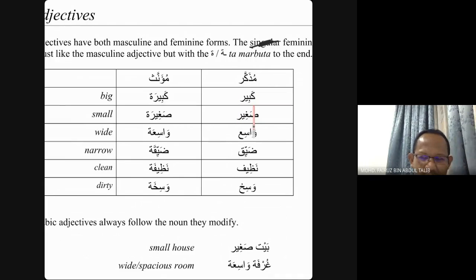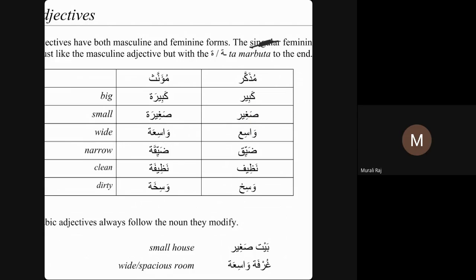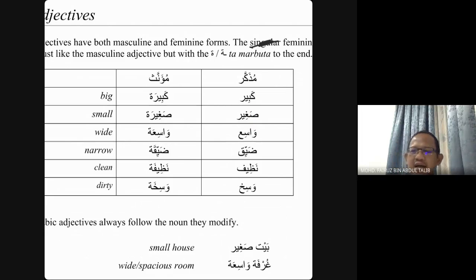Okay, read after me. Kabirun. Kabir. Yes, kabir means big. Okay, that is for male. For muzakkar, you say kabir. What about muannas? The same word. Kabirah. You just add this ta in the end. And the sound is kabir, kabirah.